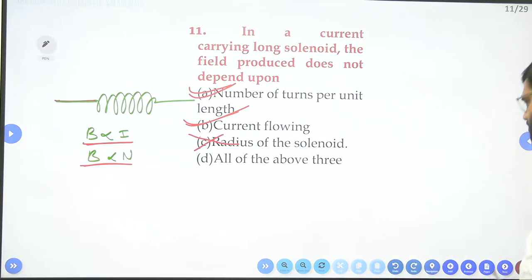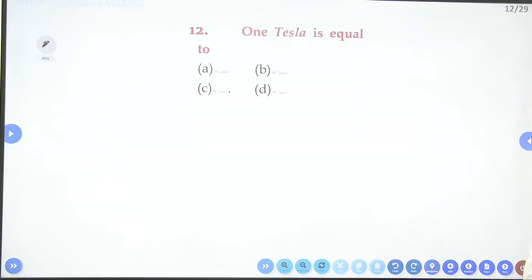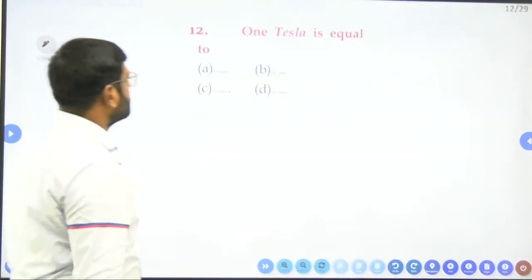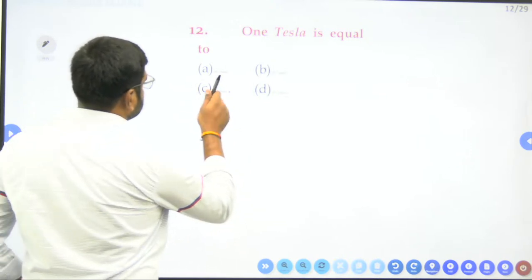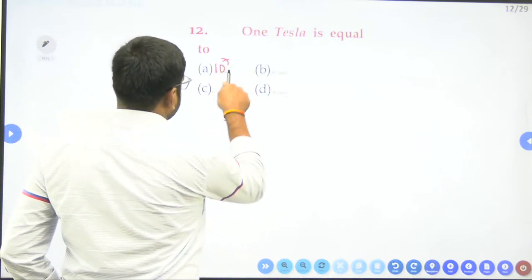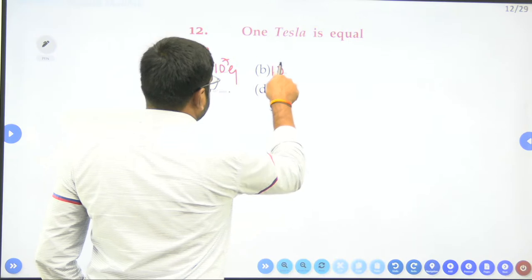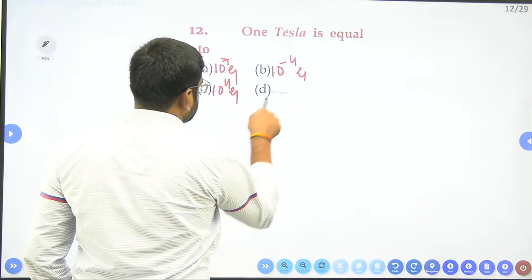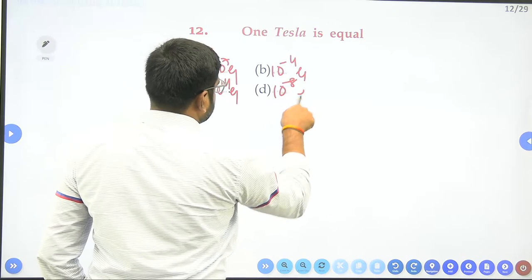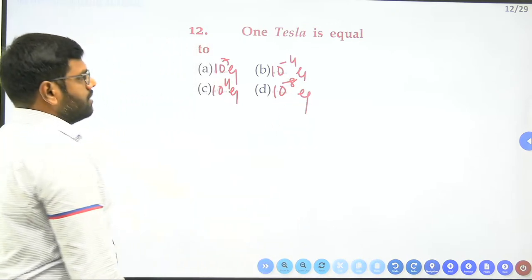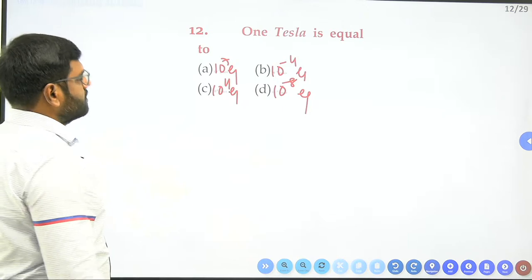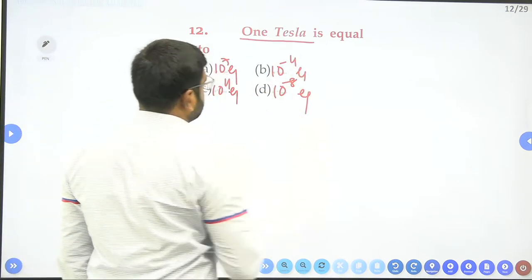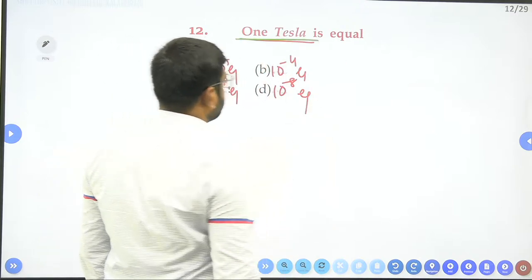Okay, let's take the next question. 1 Tesla is equal to what? Tesla is a unit of magnetic field. Here the options given are 10 raised to 7 Gauss, 10 raised to minus 4 Gauss, 10 raised to plus 4 Gauss, 10 raised to minus 8 Gauss. I have explained during the magnetic effect of current that Tesla is a magnetic field intensity unit.